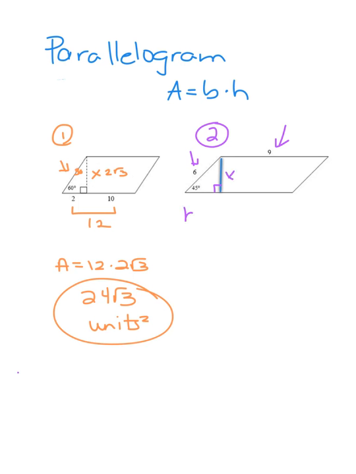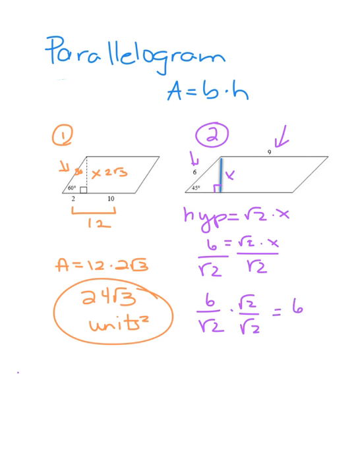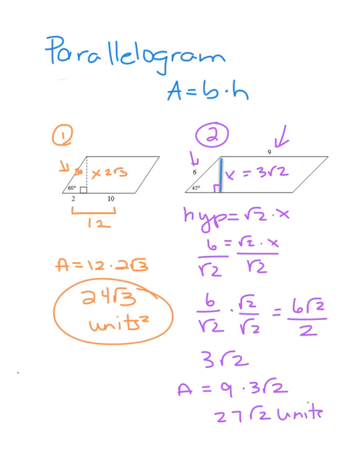So I know that my hypotenuse is equal to root 2 times x. My hypotenuse is 6. So when I try to get x by itself, I divide both sides by root 2, and I have 6 over root 2. Multiplying top and bottom by root 2 gives me 6 root 2 over 2, which is 3 root 2. So that's my height. That's the value for x. So now my area is equal to my base, which is 9, times my height, which is 3 root 2. So I have 27 root 2, and again, that is going to be units squared.